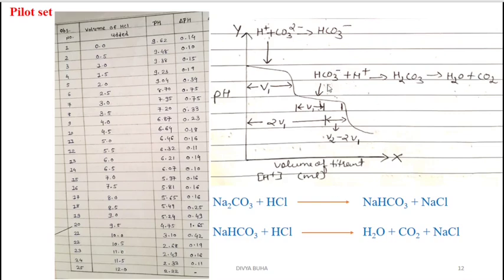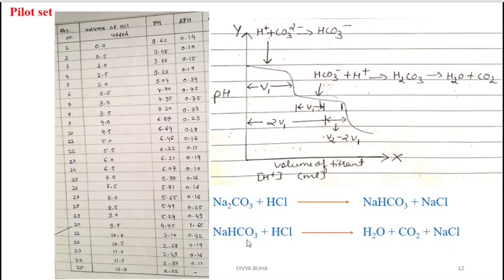So HCO3 minus which is there will react with H plus ions to give H2CO3, which would be further converted into H2O plus CO2. Okay, so that is this reaction. NaHCO3 will react with HCl to give you H2O plus CO2 plus NaCl.